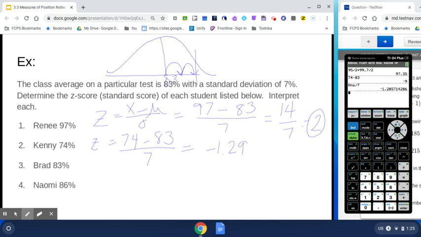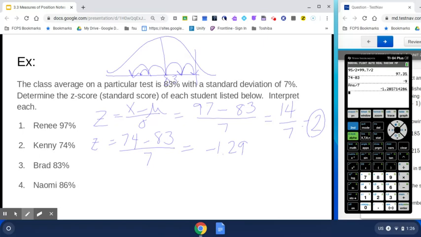So he is 1.29 standard deviations below the mean. So he's not to the 2 standard deviations below the mean mark. He's about 1 and a little over a quarter of a standard deviation below the mean. Okay, so he didn't do as well on the test as what Renee did.